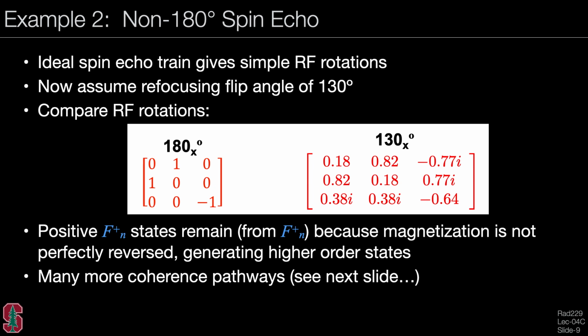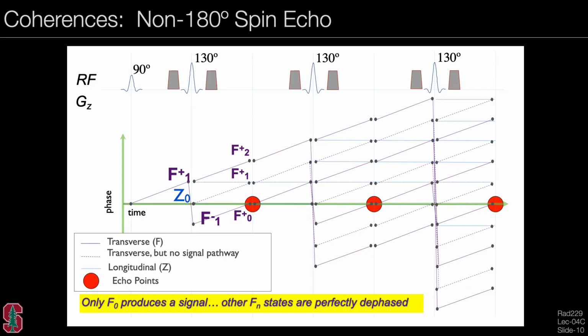If we look at the coherence pathway diagram, this is a very nice example of why these are useful. What you can see is what we sometimes call the primary echo pathway, where the magnetization starts at 0, goes into the F plus 1 state, is refocused to F minus sub 1, and refocuses to a spin echo. It defocuses again to F plus sub 1, is refocused to F minus 1 and forms a spin echo again. That's the primary spin echo pathway.